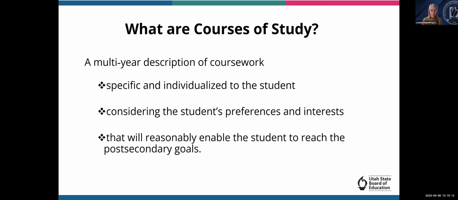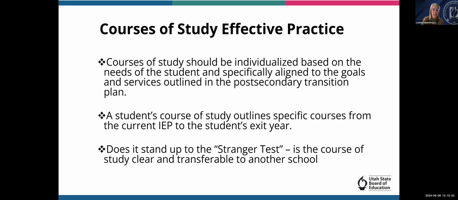Or you can have a statement that says a student will take all courses required for graduation if they're going for a regular high school diploma, but then you also still want to list those electives that make sense, that are of their interest and preferences. And again, that third bullet, that align with the post-secondary goals. So those are kind of the two components. There has to be that multi-year course of study, and we have to see that it makes sense and aligns with their post-secondary goals. So that's what's required there.